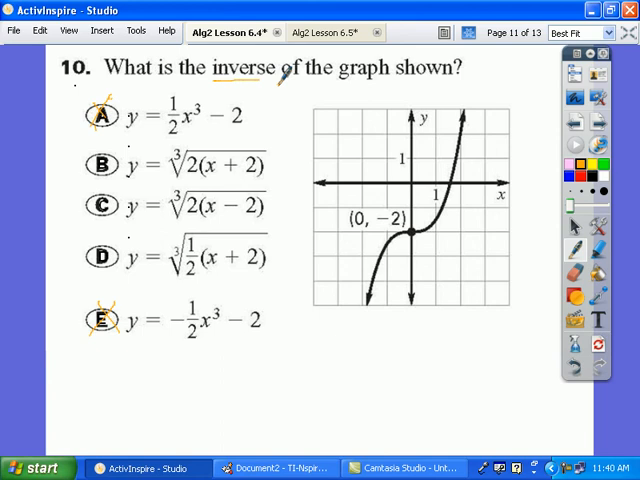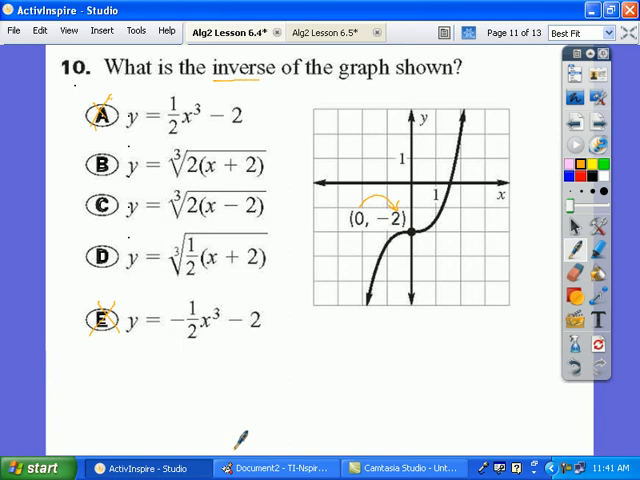Now they give us a point 0, negative 2. So the original function takes 0 to negative 2. So the inverse function must take negative 2 back to 0. Okay. So the original function takes 0 to negative 2. So the inverse must take negative 2 and go back to 0. That's the meaning of inverse.